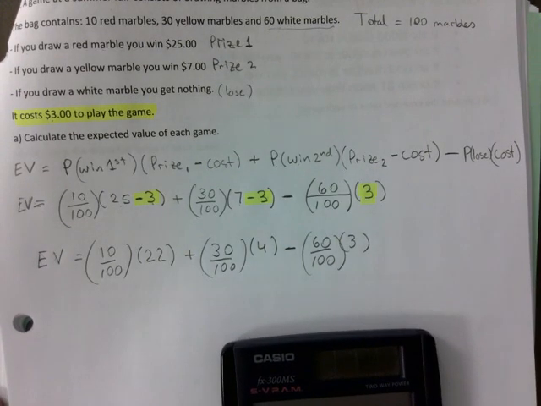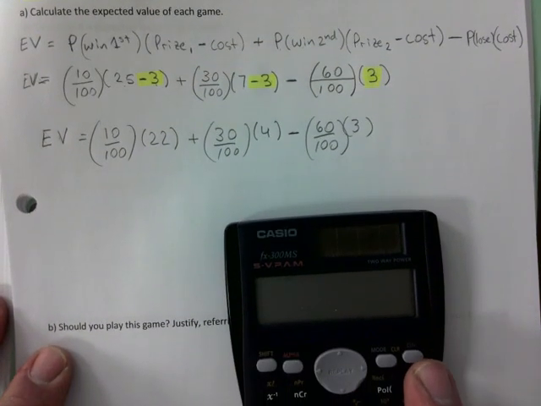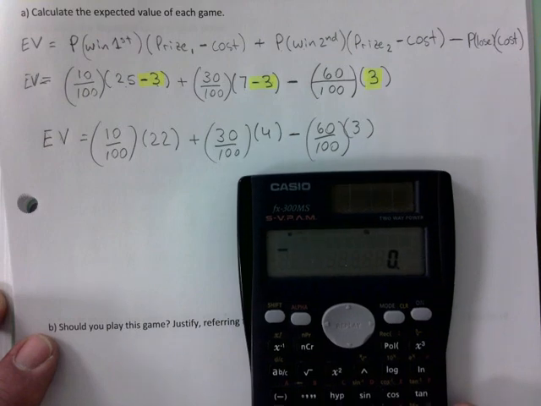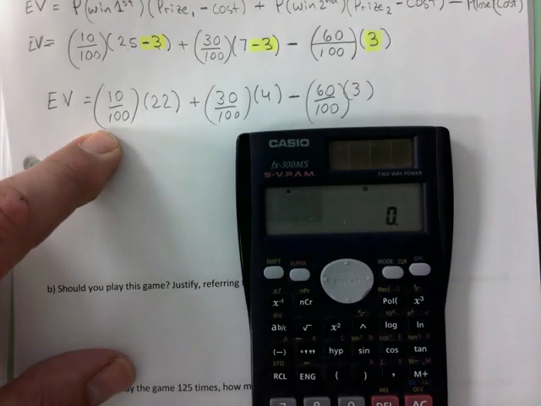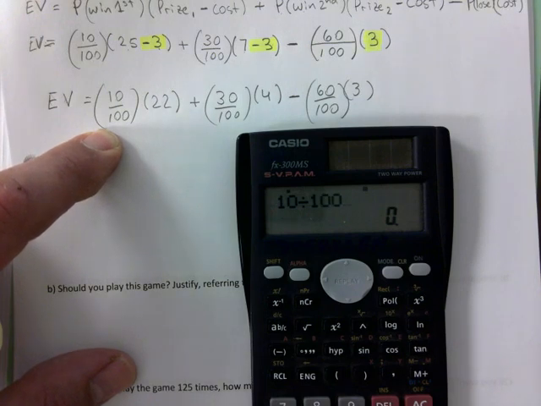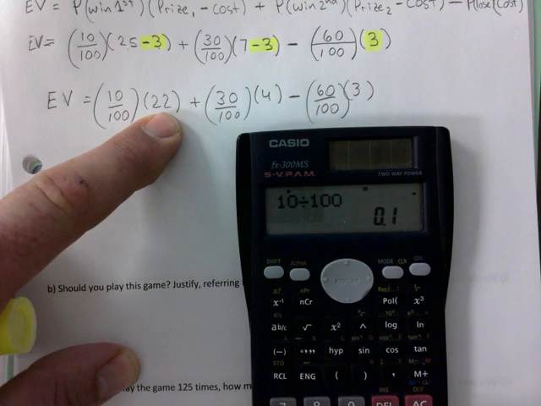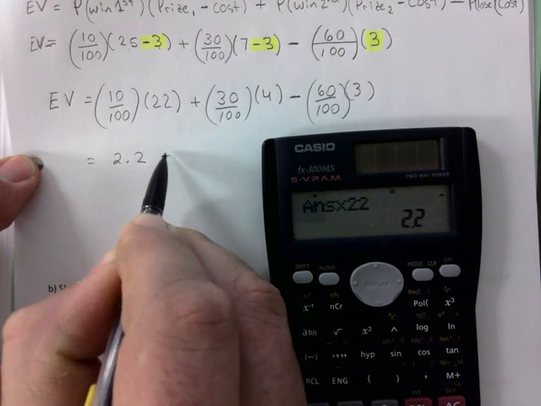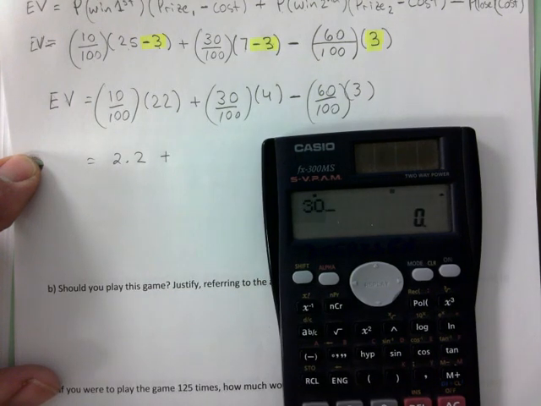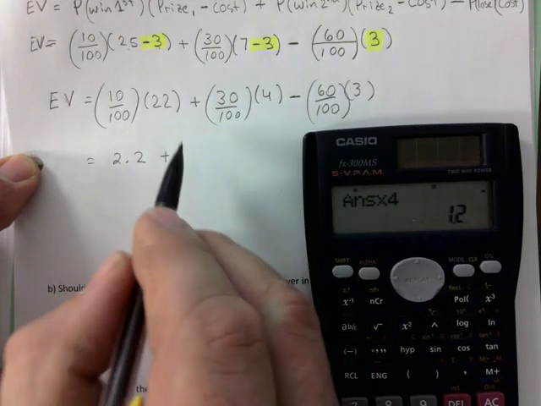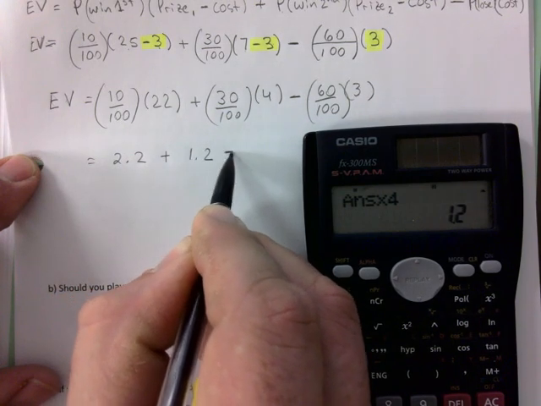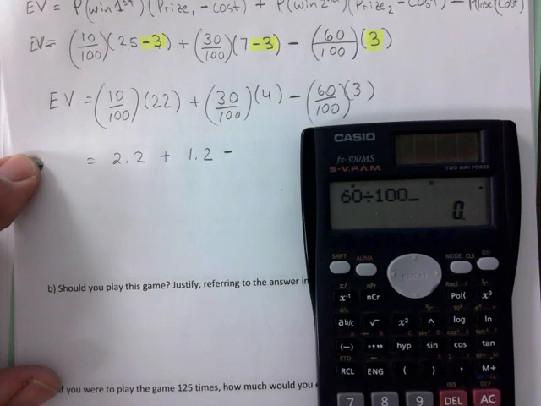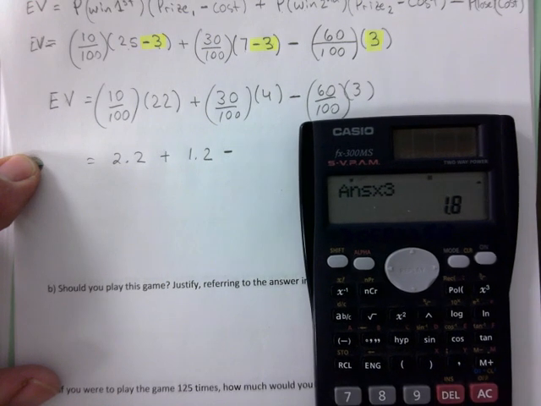And here's where you grab your calculators. I do not want you to type that in one shot. Not like cosine law, right? It's not like that. So we're going to go, follow me, 10 divided by 100. I'm going to hit equals there. And then I'm going to multiply that by 22. And I'm going to write down all decimals, right? So that gives me 2.2 plus, clear my screen, 30 divided by 100. I multiply that by 4. That's 1.2 minus 60 divided by 100 times 3. It's 1.8.